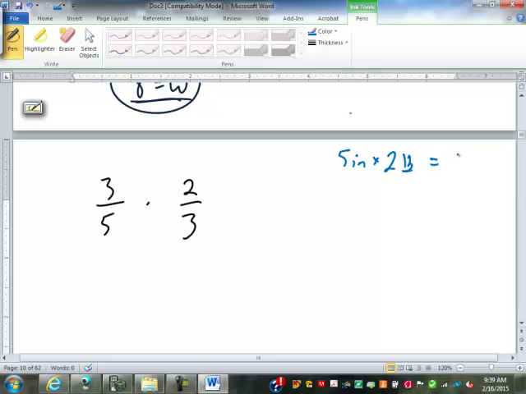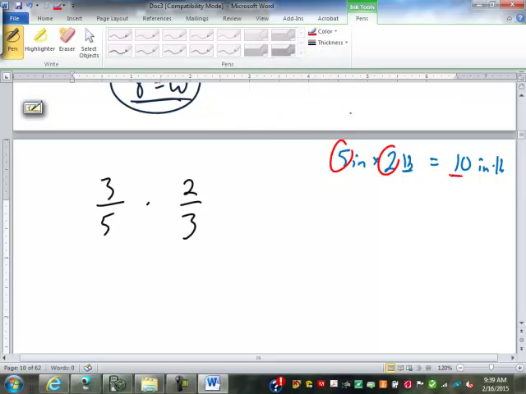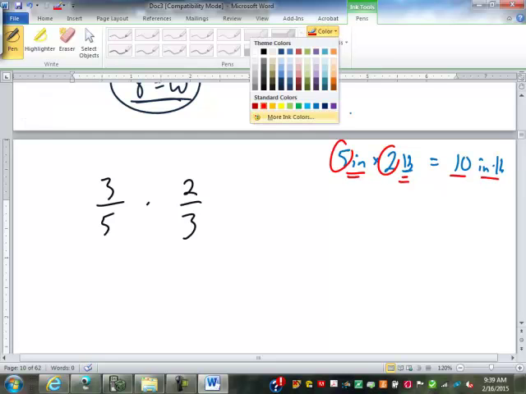You get 5 times 2 is 10. Inch times pounds is inch pounds. You combine the counts. 5 times 2 made the 10. Then you also combine the names. Inches times pounds is inch pounds. Same thing happens with fractions.